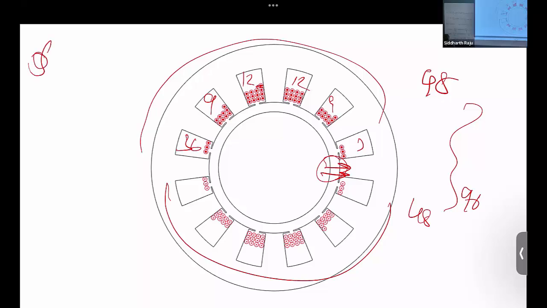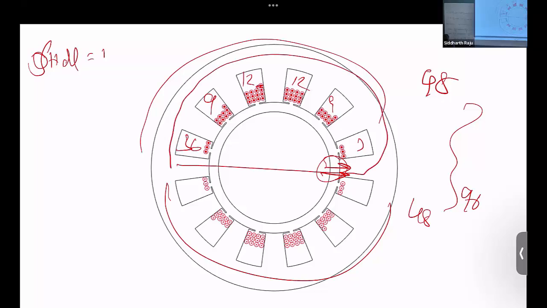So if I do integral H dot dl, I would pick this particular loop, right? That's going to be equal to Ni, which is just going to be equal to 48 times I. So let's say this is Lg, this is Lg, that will be 2 Lg. So my H at that point where it's going to be the peak is going to be 48 I by 2 Lg in this particular case, right?